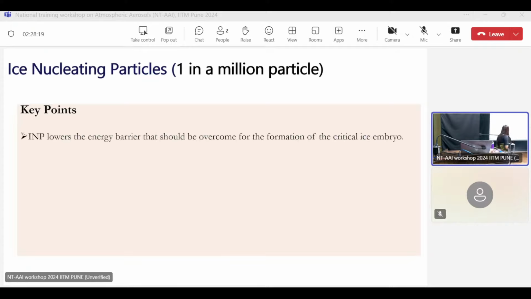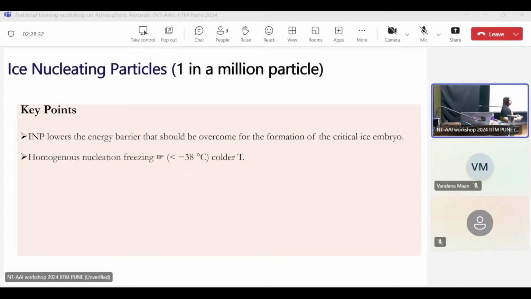The first thing which you should know, which Professor Sachin has already stressed, is that an INP lowers the energy barrier that must be overcome for the formation of a critical ice embryo. I think you already know what is homogeneous and what is heterogeneous nucleation. Heterogeneous nucleation is when any foreign particle is present and nucleation is taking place, and this foreign particle is our beloved aerosol only, right? And homogeneous is when pure water is freezing at much, much colder temperatures.